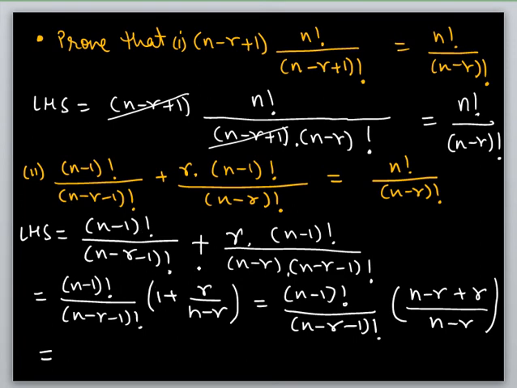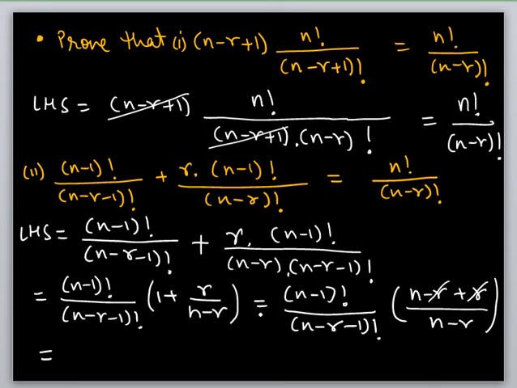From here we are left with 1. From here we are left with r over n minus r. So over here we are going to take LCM. Keeping this part as it is and taking LCM here, we find this r and r gets cancelled out.